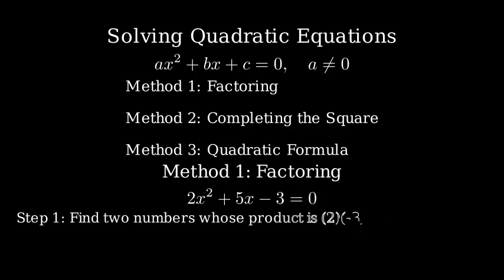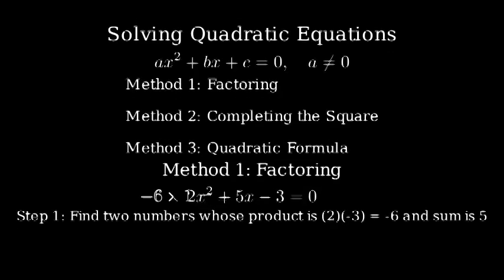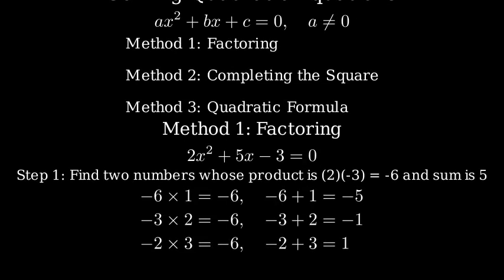Step 1. We need to find two numbers whose product equals a times c, which is 2 times negative 3, giving us negative 6. And these two numbers should have a sum equal to b, which is 5. Let's try different pairs of numbers that multiply to negative 6. Negative 6 and 1, their sum is negative 5.